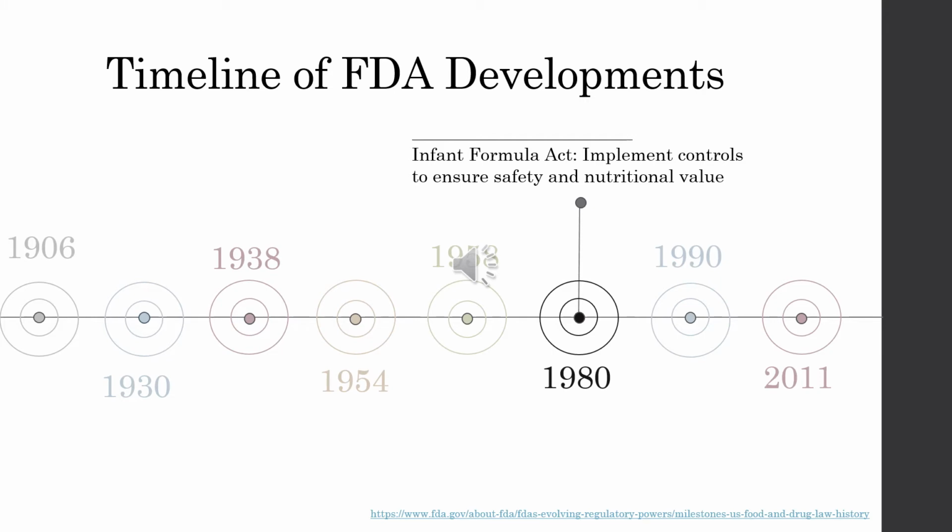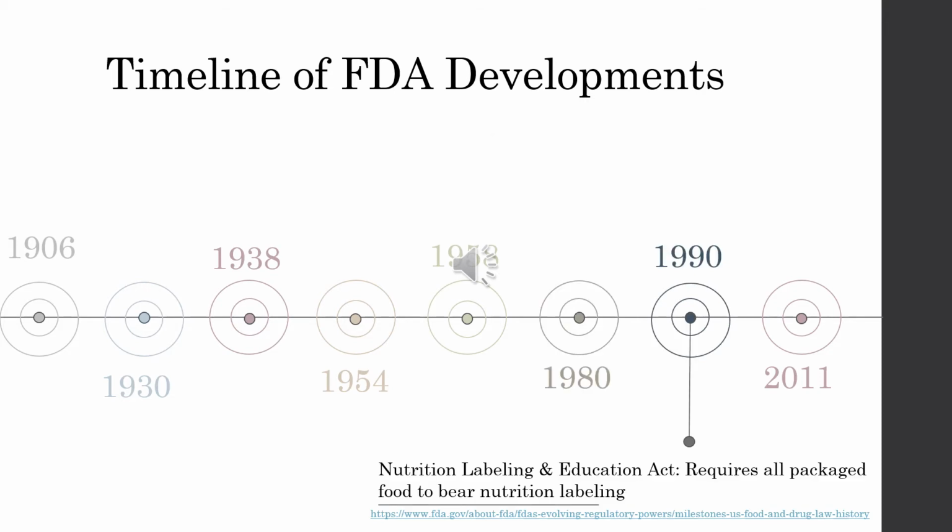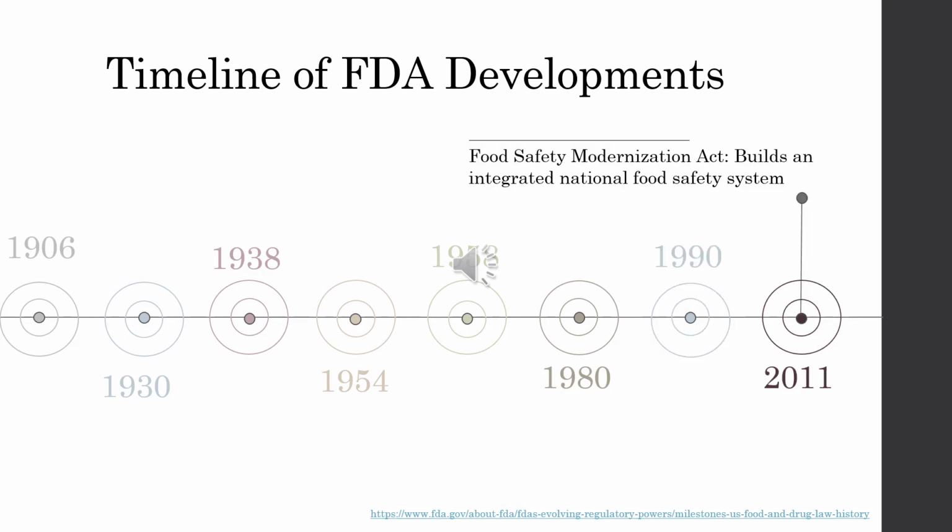1980 saw the Infant Formula Act, which implemented FDA controls to ensure both safety and nutritional value of infant formula. 1990, the Nutritional Labeling and Education Act, or NLEA. This required all packaged foods to bear nutrition labeling. 2011, Food Safety Modernization Act, or FSMA. This built an integrated national food safety system.